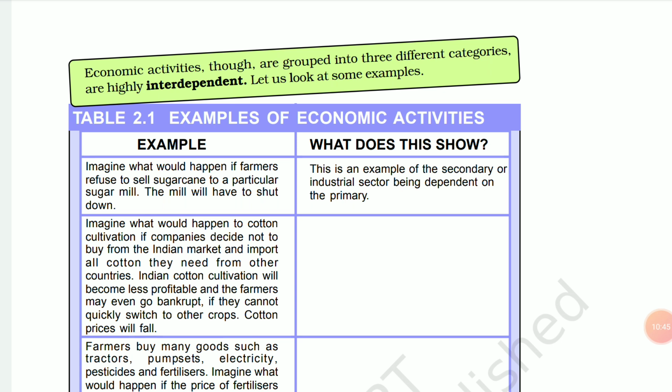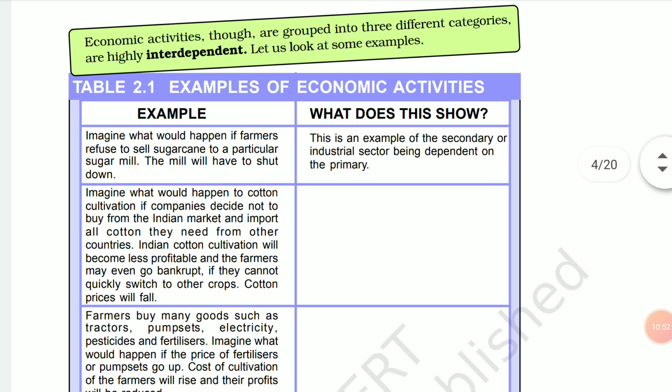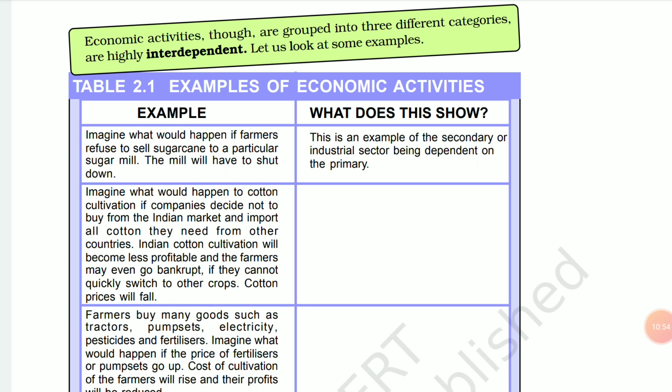So all these, they are also providing their services in a way जहाँ पे वो कुछ produce नहीं कर रहे हैं, but they are helping you. Now see here. Example of economic activities. This table 2.1 you need to do. First one I'll be doing, and then rest of the part you have to do it in your copy.